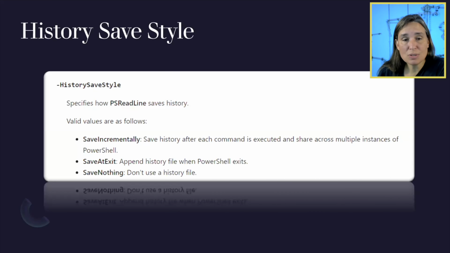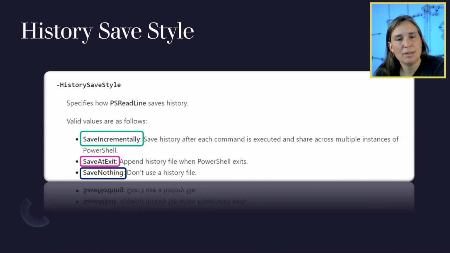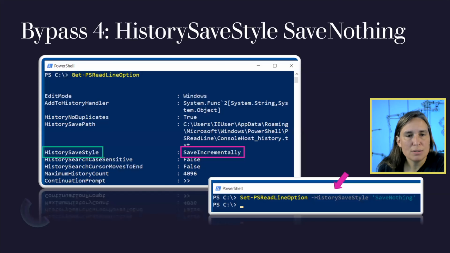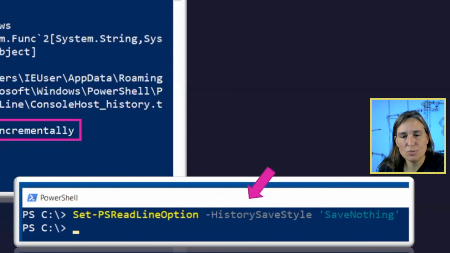Now we're looking at history save style. One of the configurations for the PSReadLine option lets you say how you want to save. First is SaveIncrementally. This is the default, which means every time a command is entered in our command prompt, it will write it to the file at that time, versus SaveAtExit, meaning it will save all those commands in memory, and when you close the session, it'll write them all out to the file. Or you can just tell it, I don't want you to save anything. And you may guess that that's one of the bypasses. So let's see. It's bypass number 4, just setting history style with Set-PSReadLineOption to SaveNothing.